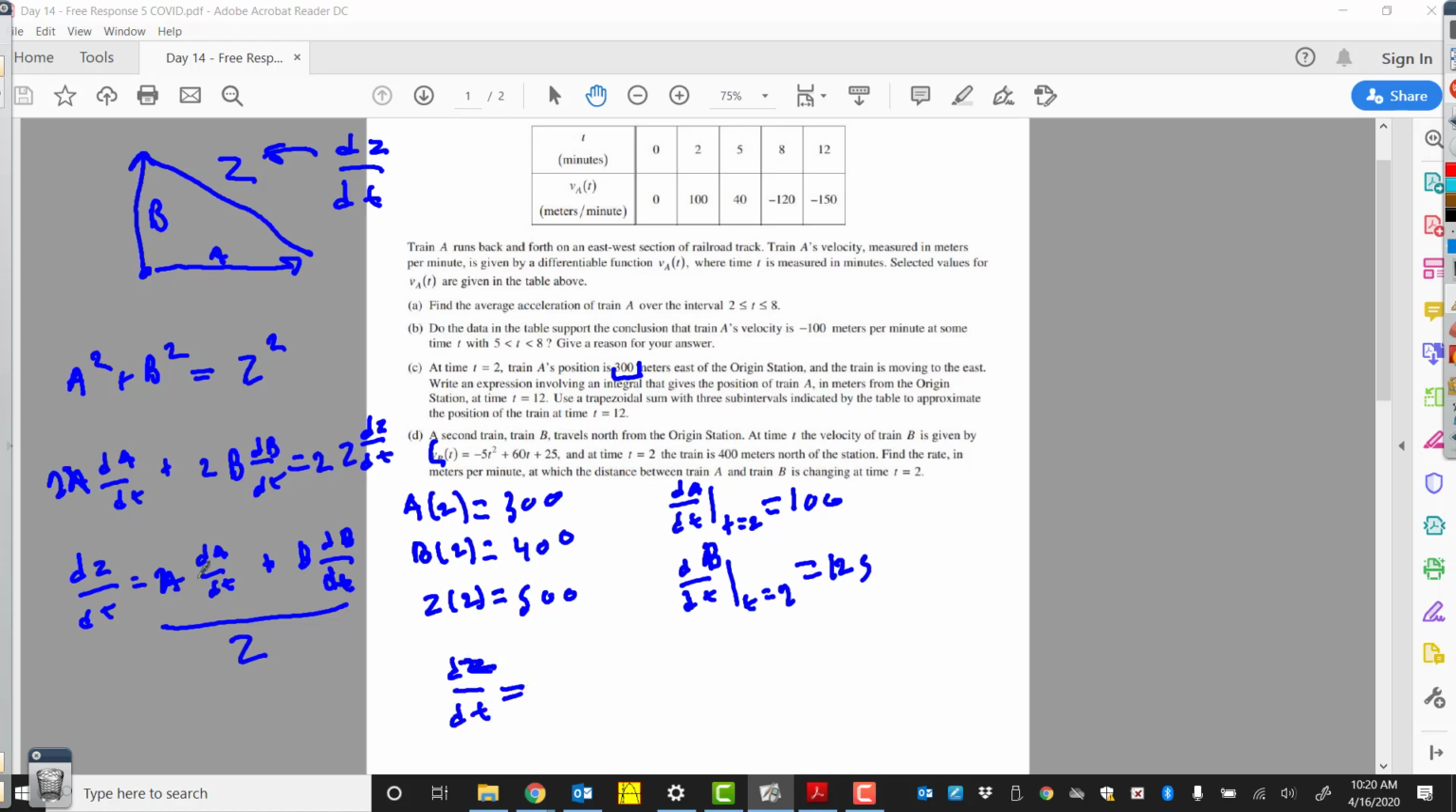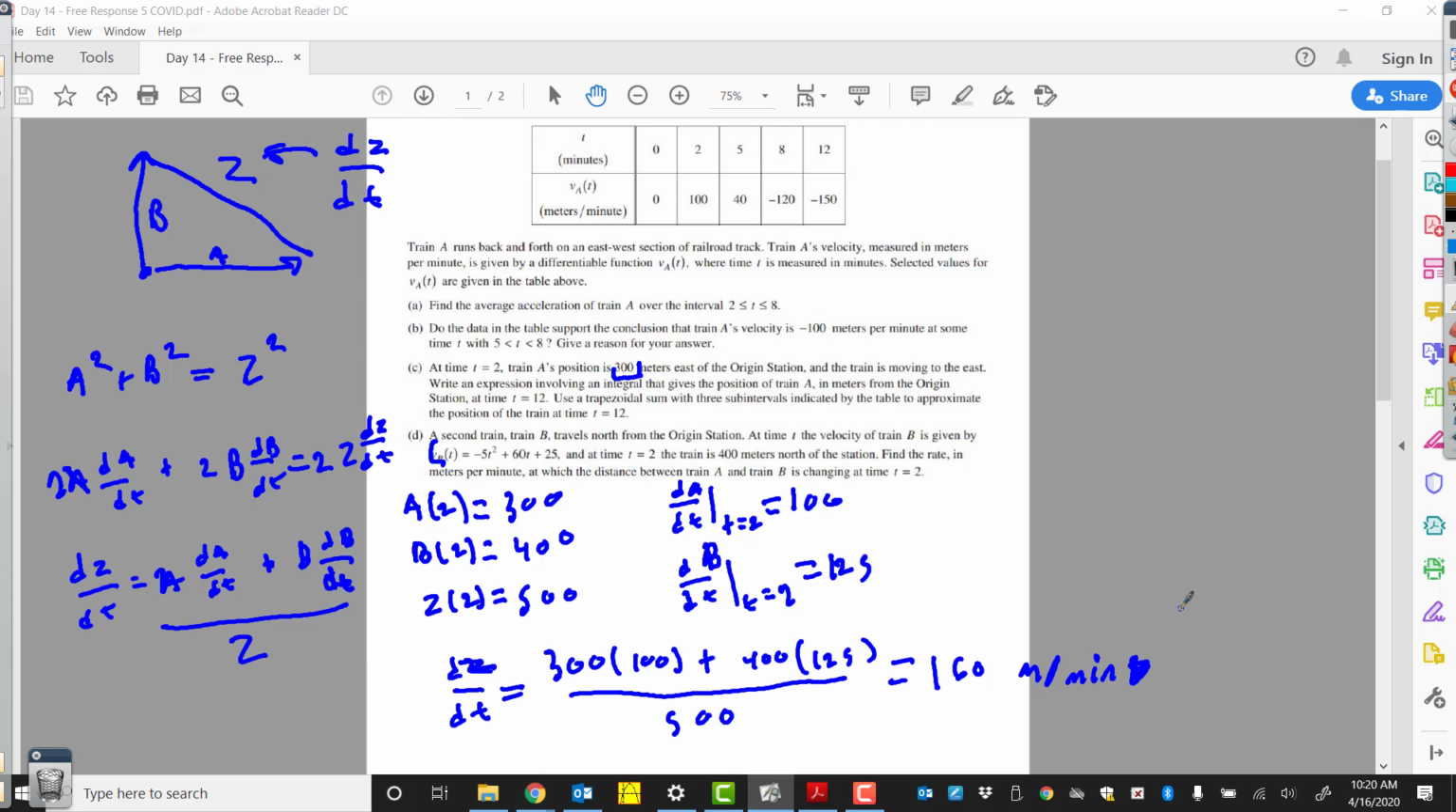So let's solve it. We know A of 2 is 300 times its rate of change, 100. B of 2 is 400 times its rate of change, 125, over z of 2, which is 500. A little bit of multiplication and addition, and you should get 160 meters per minute. Okay? So, there shouldn't be a t there.